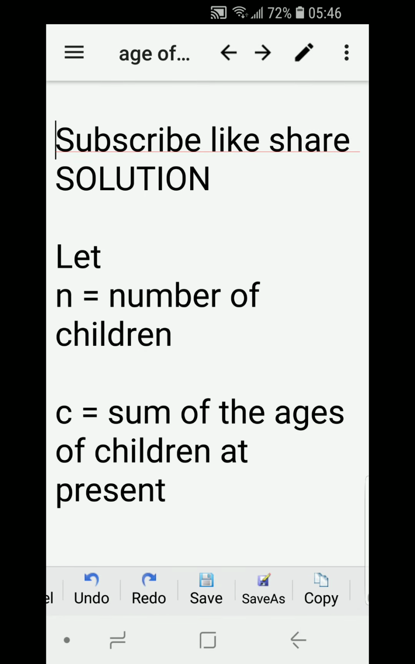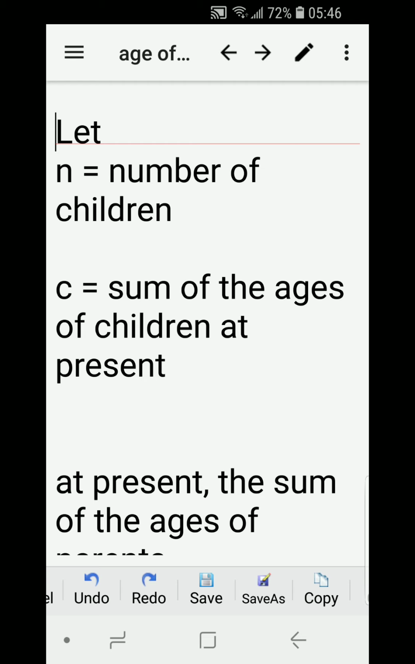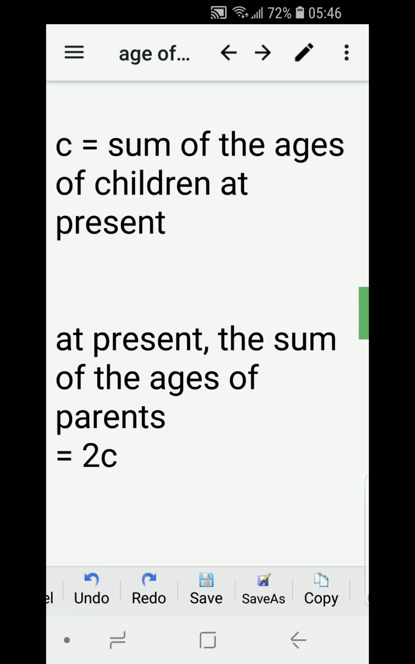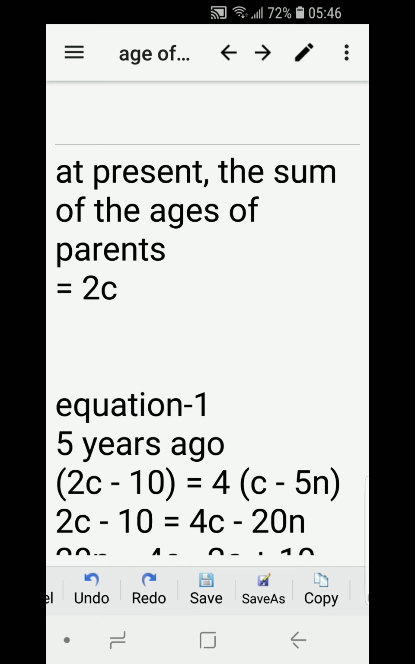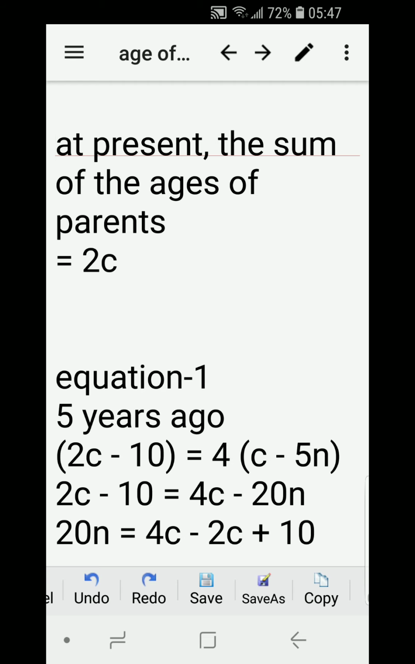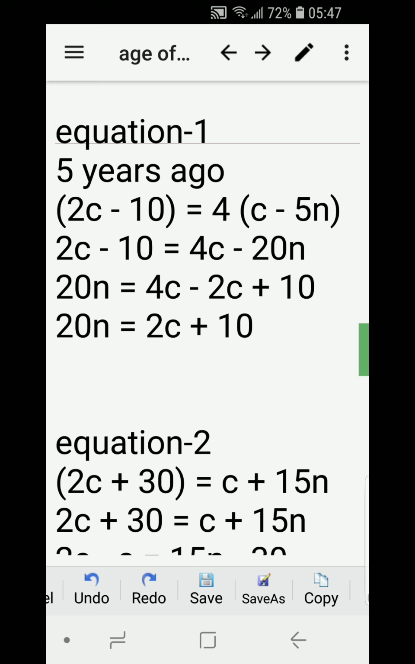And we're back to the solution. So we'll let n be the number of children and c the sum of the ages of children at present. Then we establish some equations here. At present, the sum of the ages of parents equals 2c, twice of c, as it was given.